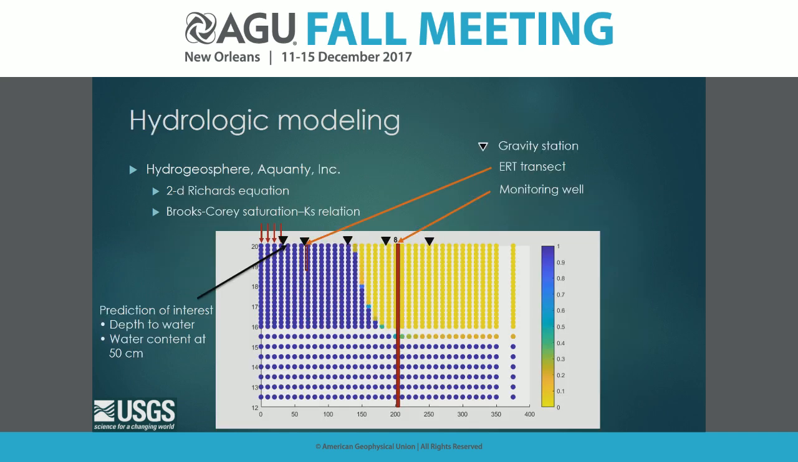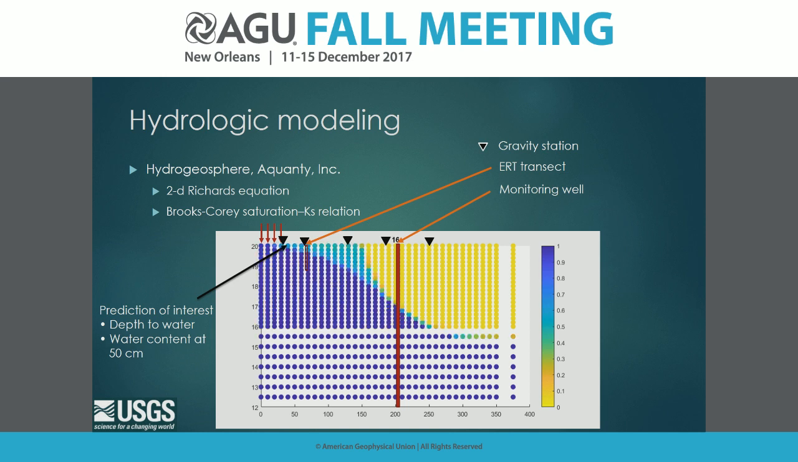The modeling I've done uses Hydrogeophysical, which solves Richards' equation both in the saturated and unsaturated zone. This animation shows infiltration and drainage over about a 30-day period. This particular model is using the Brooks-Corey relation between saturation and hydraulic conductivity. There is a specified flux boundary here on the left, with some arrows pointing out where the data are collected relative to the model.